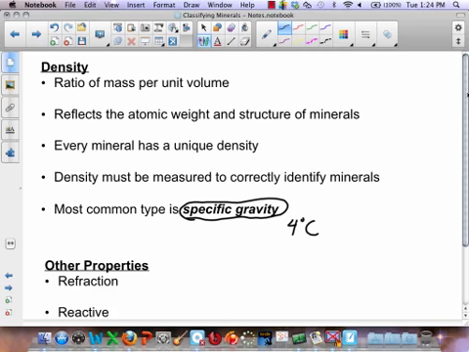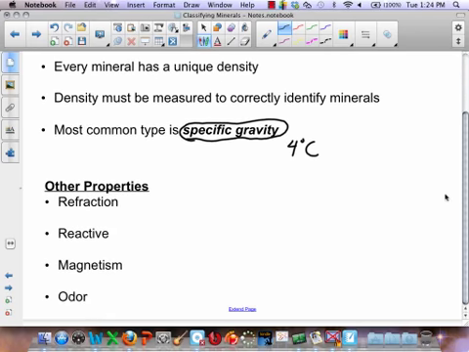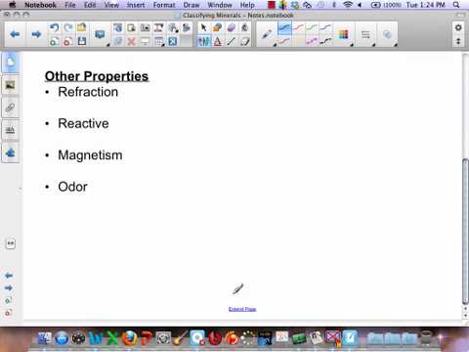Now, the last few things that we can do here are other properties. What does refraction mean? Yeah, something like it bends light. If you have a clear calcite sample, the calcite refracts the light, and you can actually get double vision. Whoa. So if you put it over something in your textbook, you'll actually see the word twice inside the mineral. All right. Then the last thing there is it can be reactive.